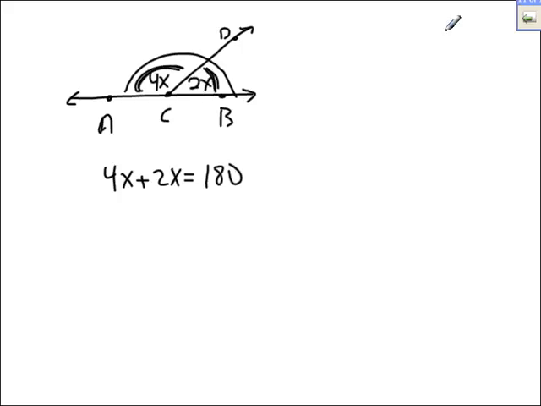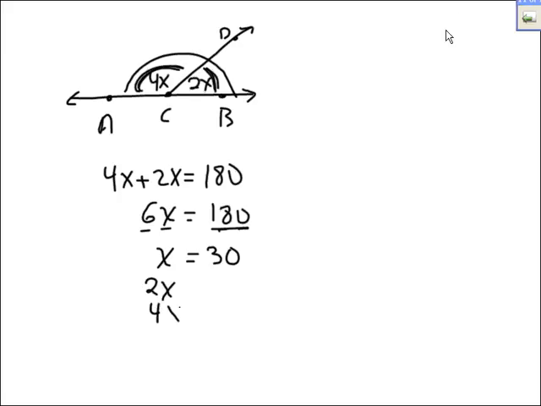If you have 4 x's and somebody gives you 2 more x's, you have 6 x's. It's 180. 6 times what gives you 180? Well, the what is called x, and I know 6 times 3 is 18, put a 0. 6 times 30 is 180. So I know x. But I don't really want to know x. I want to know 2x and 4x. But knowing x really helps me. X is 30. 2 times 30, 60. 4 times 30 is 120. And there it is. Those are your 2 angles.